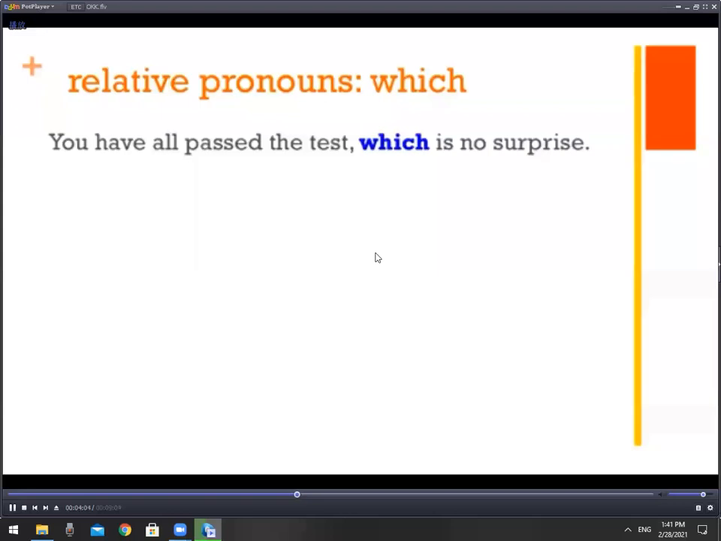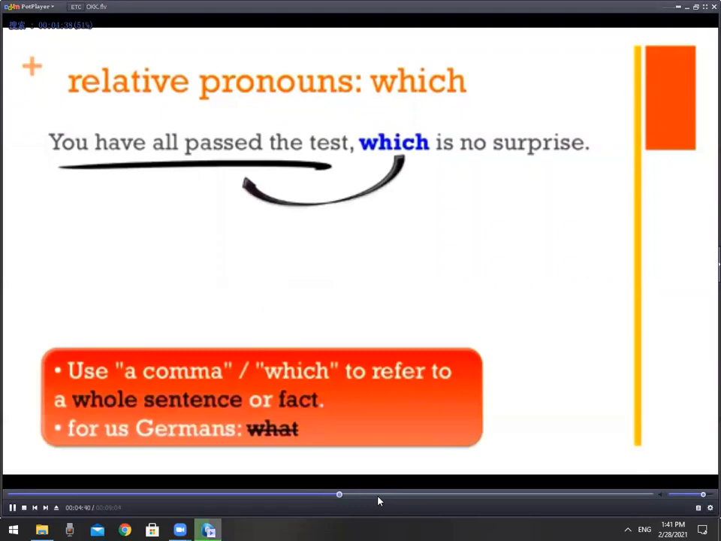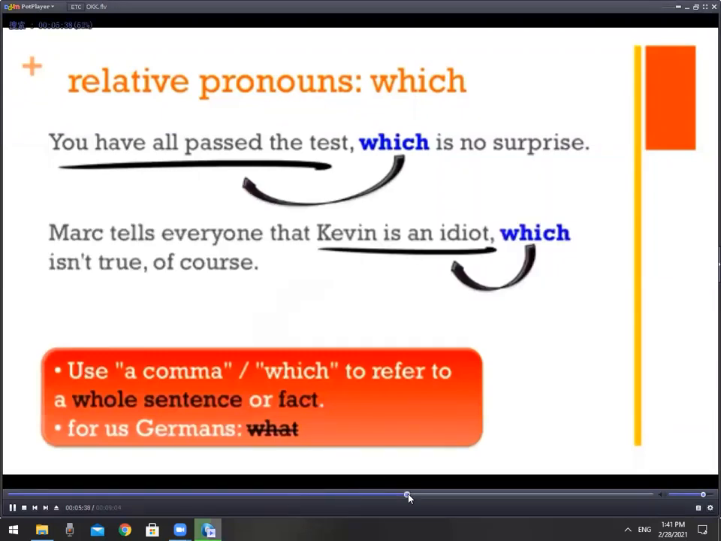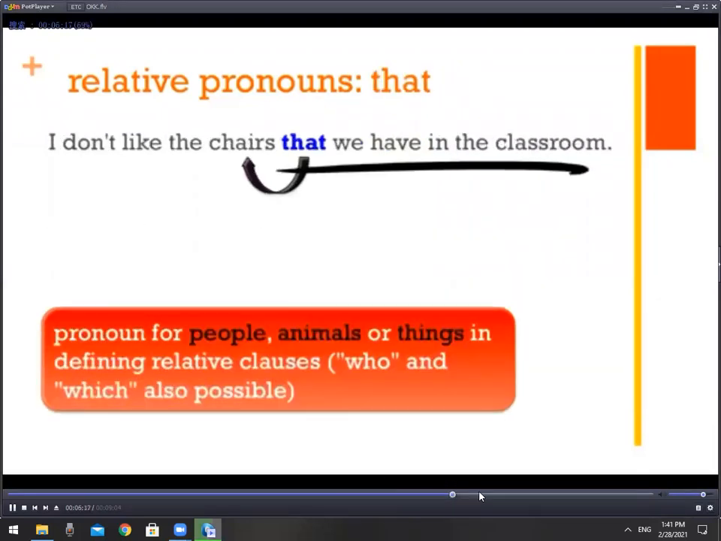You have all passed the test, which is no surprise. Let me read the sentence out to you again. You have all passed the test, which is no surprise. Now, in this case, you should notice this is the first time that we have a comma in between the main clause and the subordinate clause.